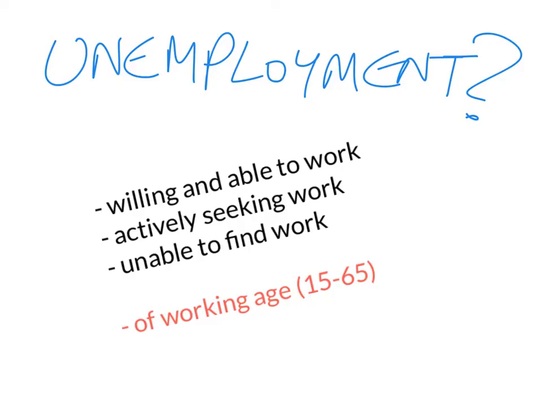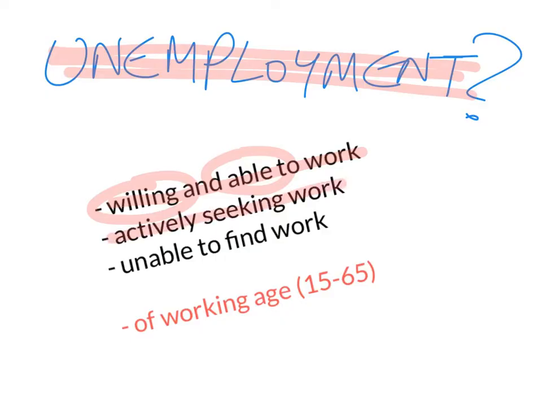So, what is unemployment, or how does the government identify the unemployed? Unemployment basically is the state of being willing and able to work. So, you have to be both willing and able to work. You have to be actively seeking work. So, you're actually looking for work, because someone might be willing and able to work, but they're not looking for work. They wouldn't be considered unemployed. And you have to be unable to find work.